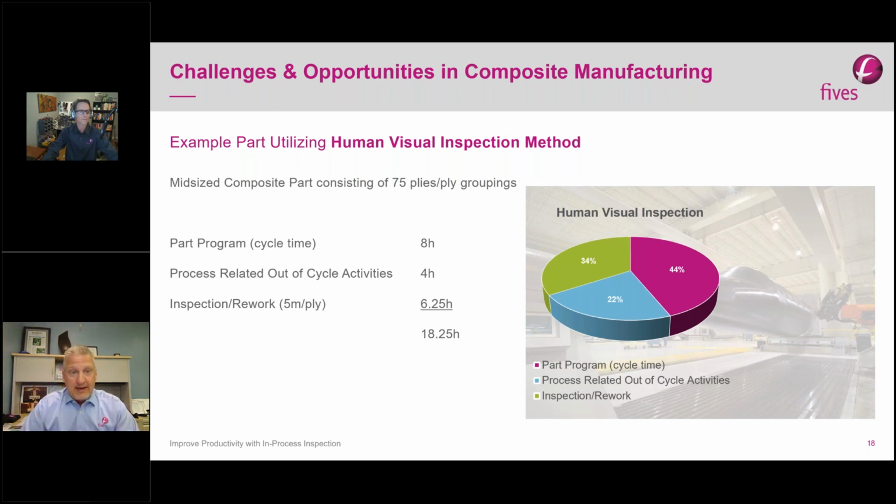Process related out of cycle activity: so loading material, loading the tool, unloading the tool, maybe some cleaning of the machine during the process. And then the last category is inspection and rework. In this particular case, for human visual inspection, I'm going to say there's 5 minutes per ply, and that allows you to inspect the part and then also to do any type of rework for non-compliances in those 9 categories that I showed you earlier. So you have a total of 18.25 hours to lay this particular part.